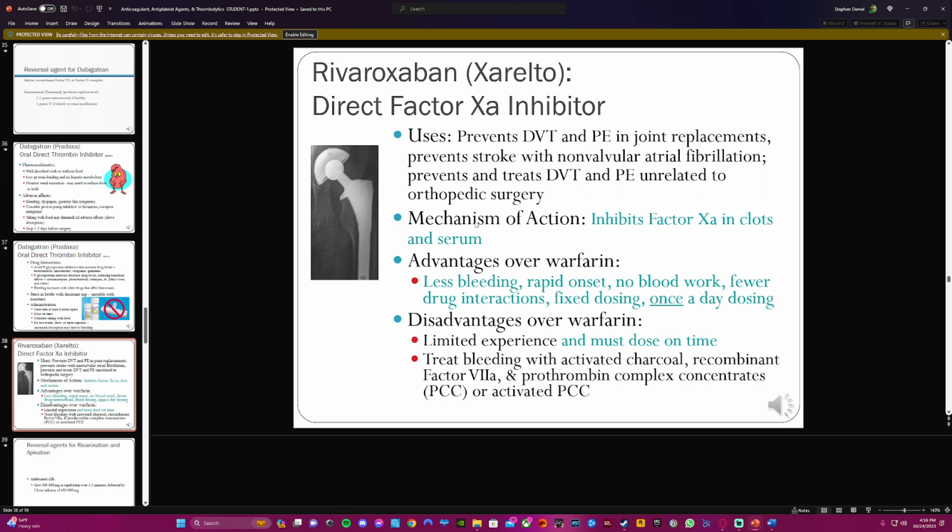Mechanism of action is it inhibits factor XA in clots and serums, and the advantages over warfarin is less bleeding, rapid onset, no blood work, fewer drug interactions, fixed dosing, and once-a-day dosing. Disadvantages over warfarin is limited experience and must dose on time. It treats bleeding with activated charcoal, recombinant factor VIIA, and prothrombin complex concentrates, PCCs, or activated PCCs.